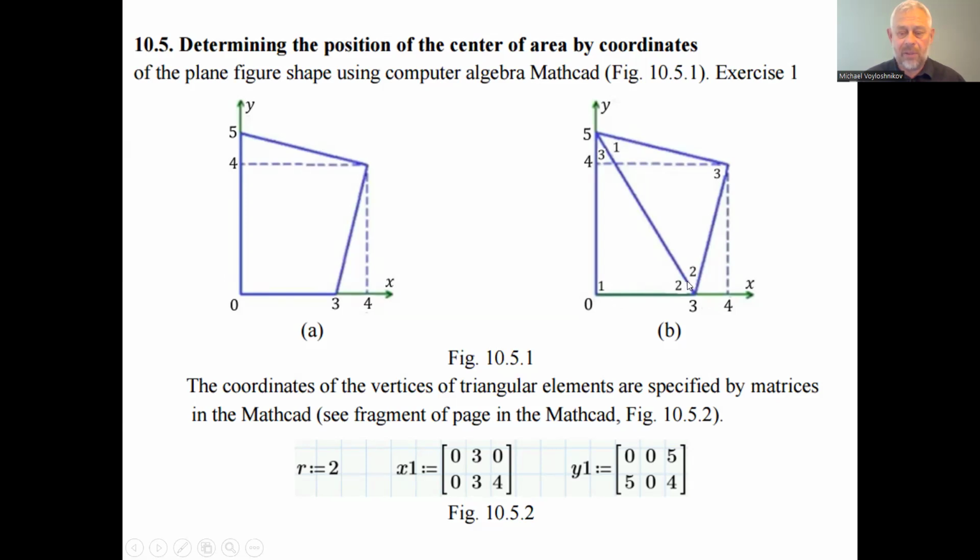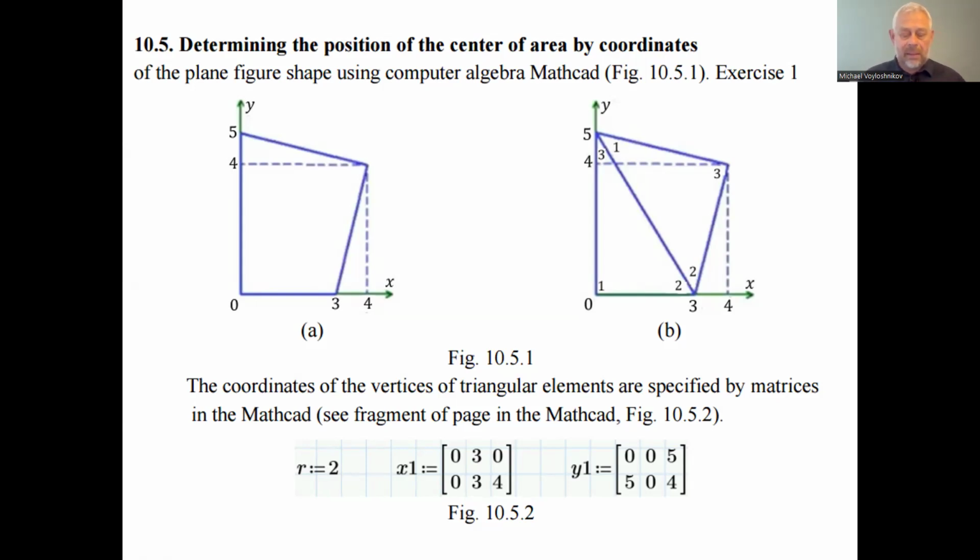It is vertices number 1, 2, 3 for the first triangle, and 1, 2, 3 for the second triangle. Next, we have to define the geometric characteristics of these triangles in the computer algebra system. This is a screenshot from the computer algebra system. So we first define R. This is not an equals sign, but a definition, using Shift plus colon in Mathcad. Shift colon equal to 2 means that we have two triangles. We separated this figure into two triangles.